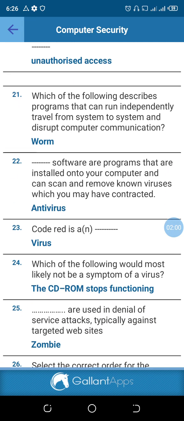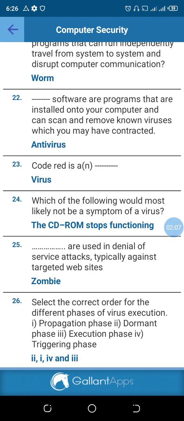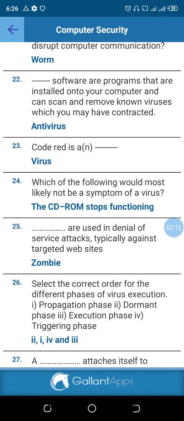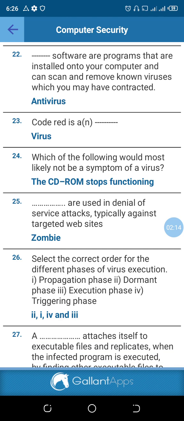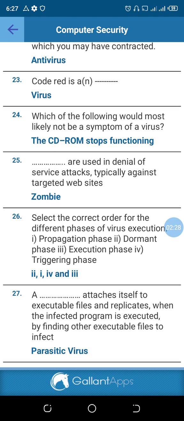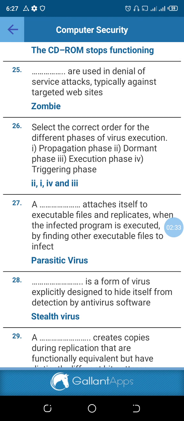Which of the following describes programs that can run independently, travel from system to system, and disrupt computer communication? Worm. Antivirus software are programs that are installed onto your computer and can scan and remove known viruses which you may have contracted. Code Red is a virus. Which of the following would most likely not be a symptom of a virus? The CD-ROM stops functioning. Zombies are used in denial of service attacks, typically against targeted websites.